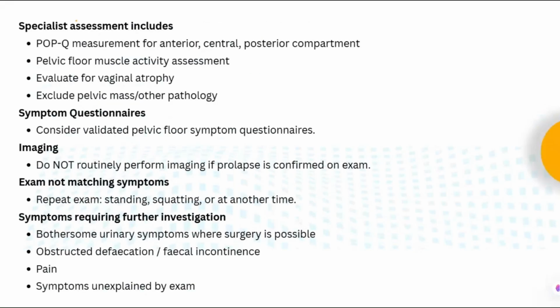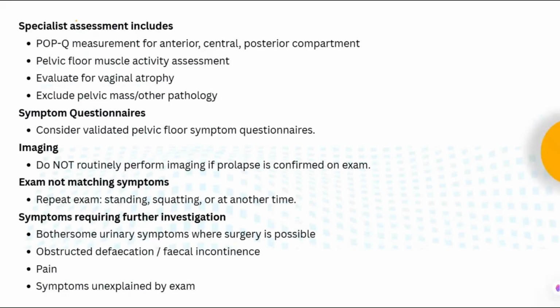Okay. Now, if the patient is with the specialist, then what kind of assessment is required? So you will assess the POPQ measurement for anterior, central, and posterior compartment. This POPQ will have a separate discussion subsequently later on. Okay, so we will do the POPQ measurement for anterior, central, and posterior compartment. Pelvic floor muscle activity we will assess, evaluate for vaginal atrophy, and exclude any pelvic mass or other pathology. Then symptom questionnaire. Consider validated pelvic floor symptom questionnaires.